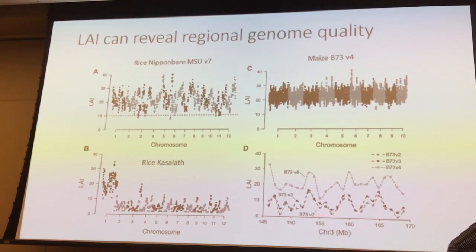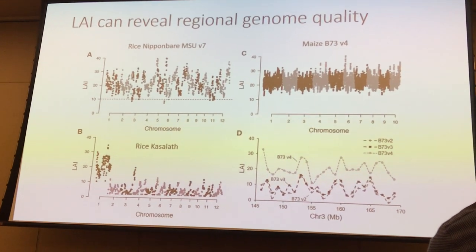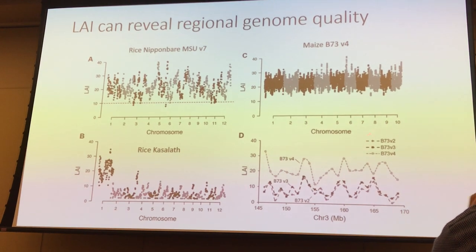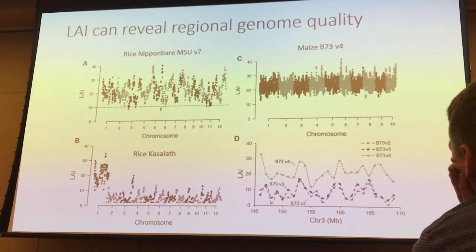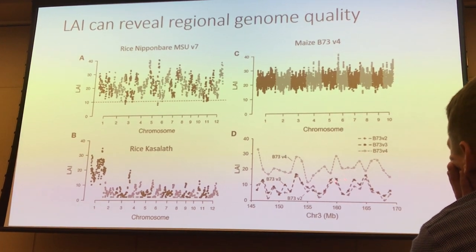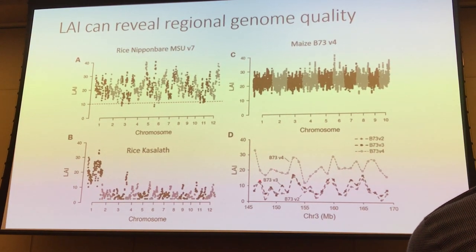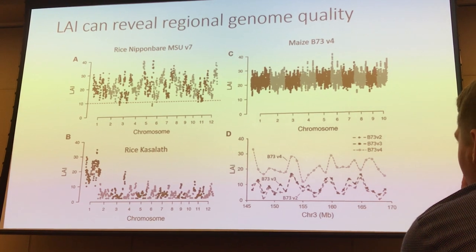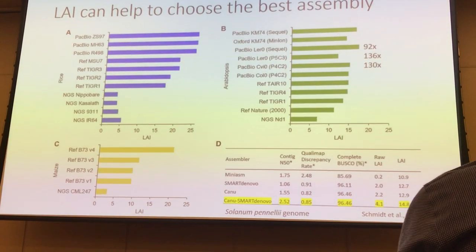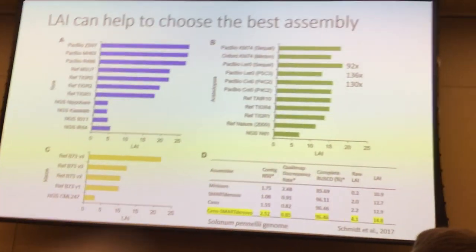And this is the maize genome from version 2, version 3, and version 4. Versions 2 and 3 were sequenced by Sanger BAC-by-BAC, and version 4 was sequenced by PacBio sequencing. As you can see, there is a slow increase of the LAI in the first two versions, and a drastic improvement of the genome quality using long-read sequencing. And LAI can also help to choose the best assembly.